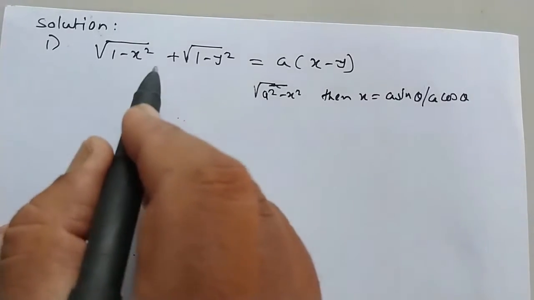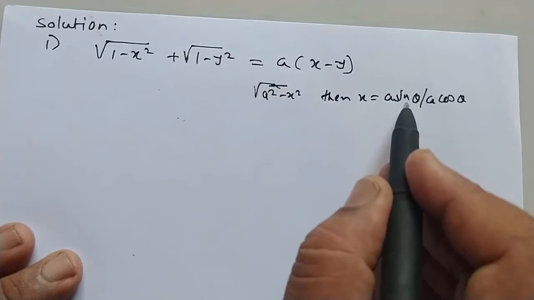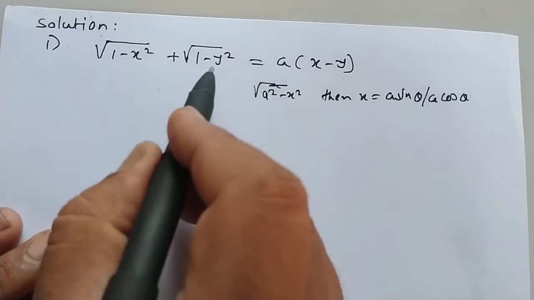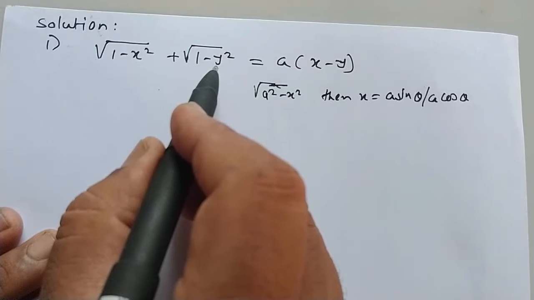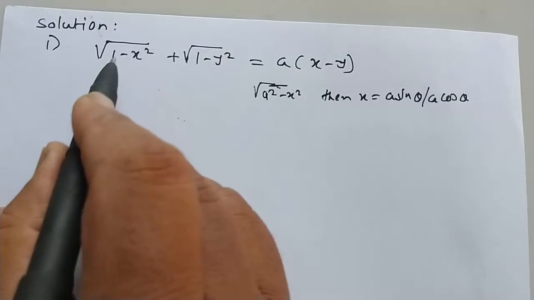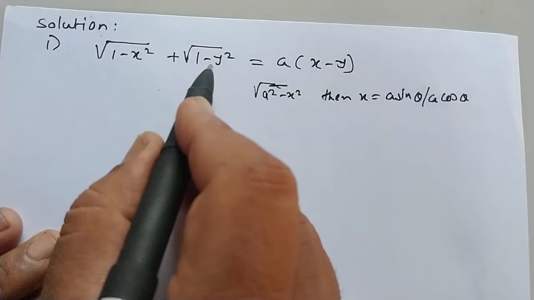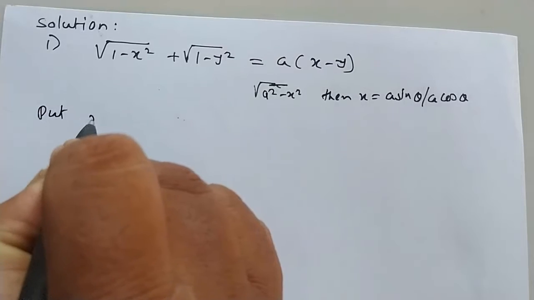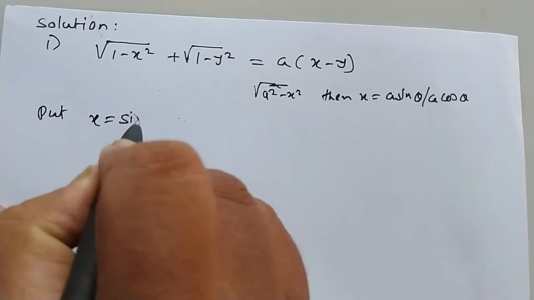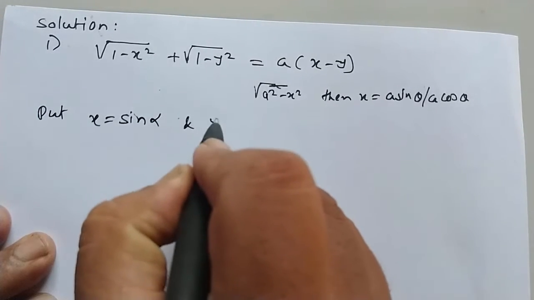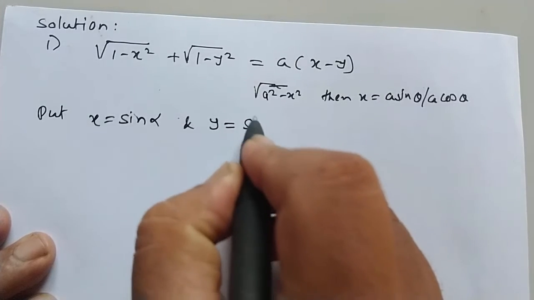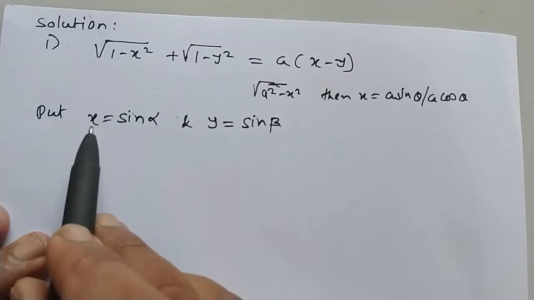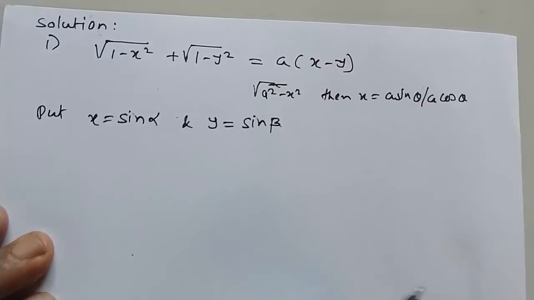Therefore, in this example, I take x = sin α and y = sin β. Here the angles are different because the variables x and y are different.